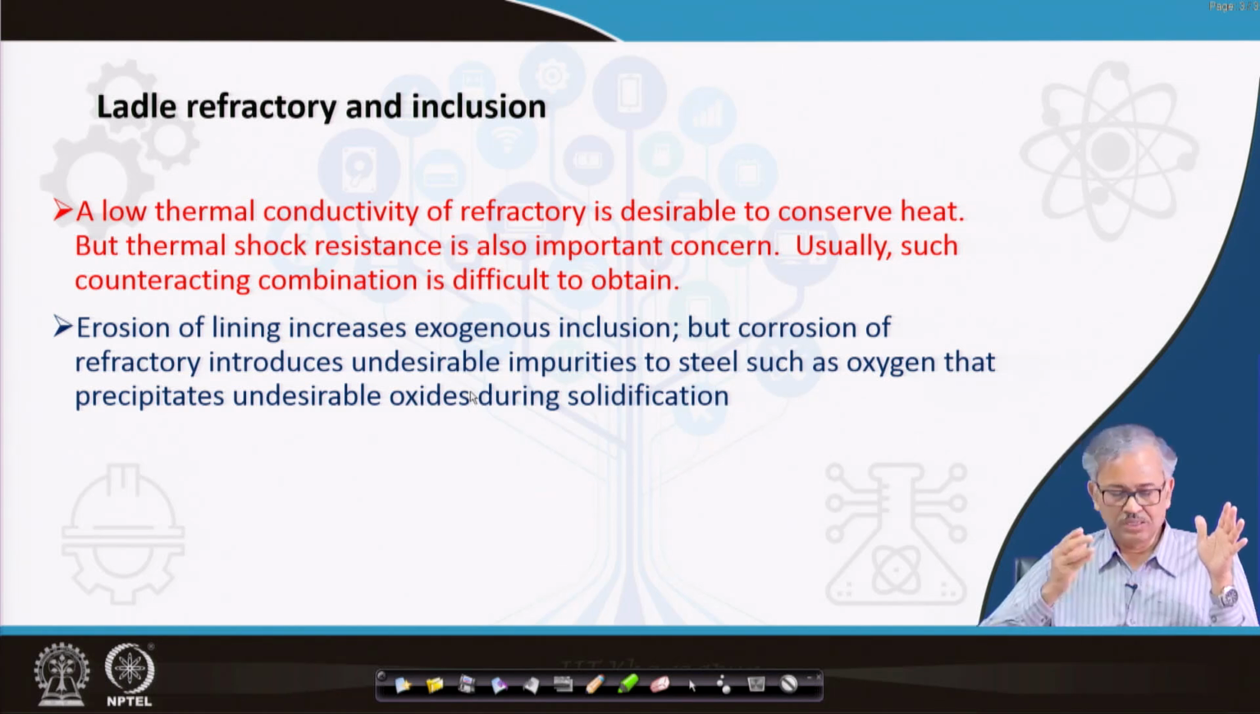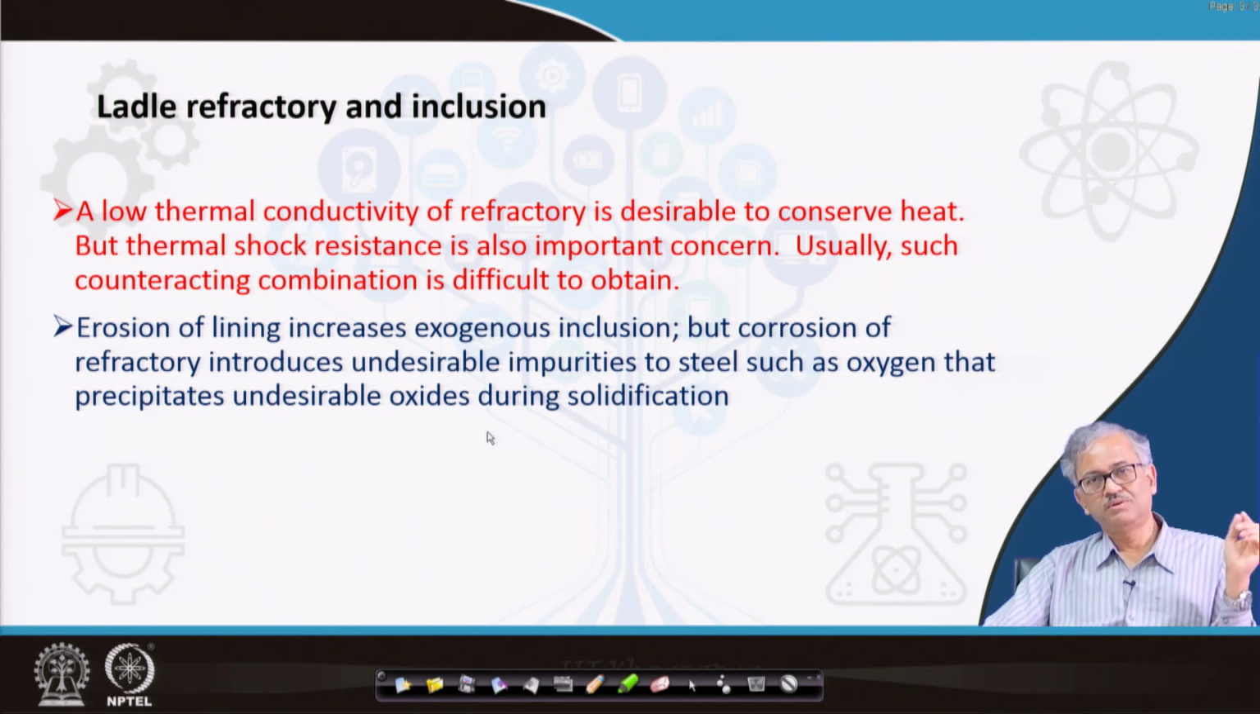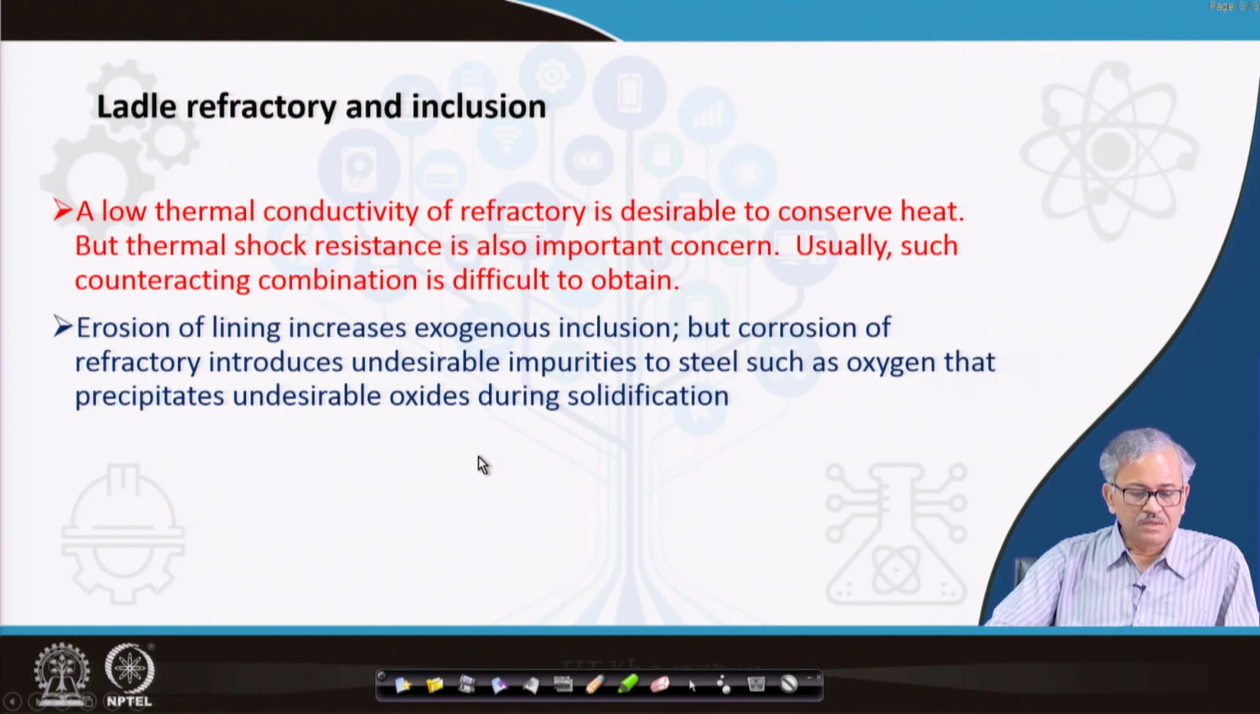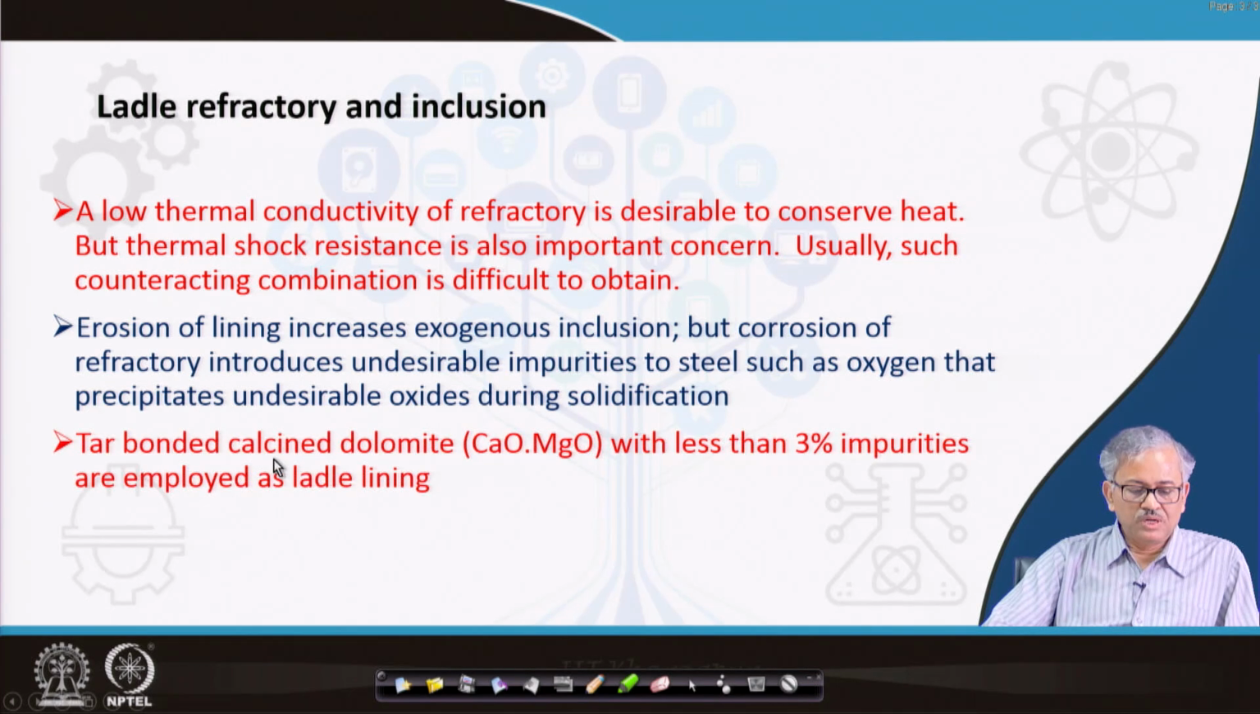Alumina does not have much reactivity like silica and these things. So alumina can be okay, but as an impurity also, silica should not be there. If silica is in the refractory lining, then it will dissolve and increase both the silicon and oxygen in the bath. So tar bonded calcined dolomite, a CaO-MgO lining, is used, with less than 3% impurity.